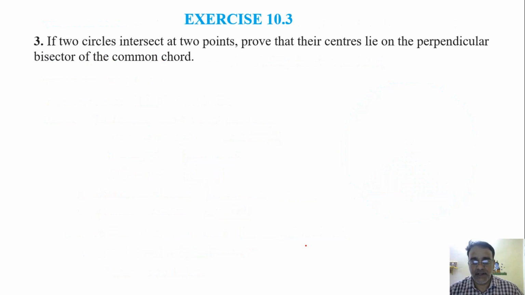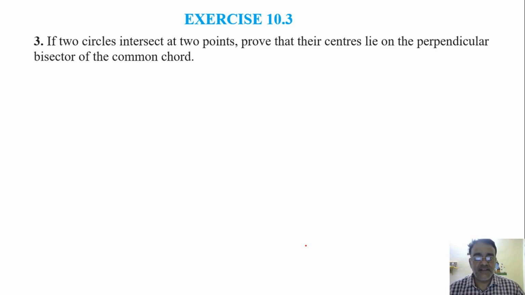No, sir. Okay, now exercise 10.3, question number 3. If two circles intersect at 2 points, prove that their centers lie on the perpendicular bisector of the common chord. Okay? So in revision we will do only important theorems and important questions, right? And we'll do some additional questions if required at the last, in the last revision.